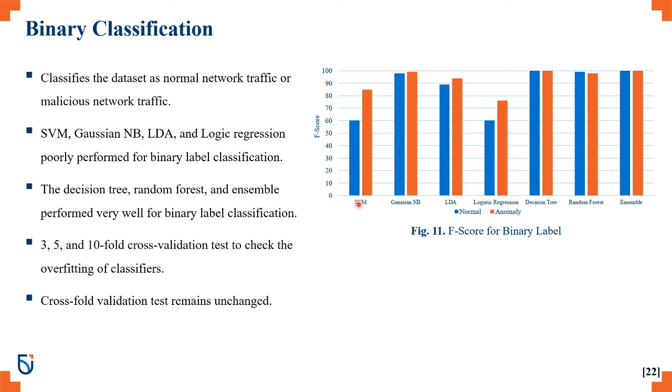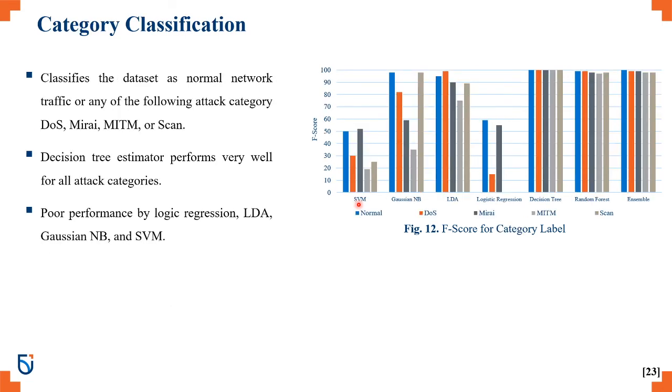binary classification. To check the overfitting of our proposed model, we use 3, 5, and 10-fold cross-validation tests. And the cross-fold validation results remain unchanged, which shows that the classifiers we use for our proposed dataset were not overfitted.